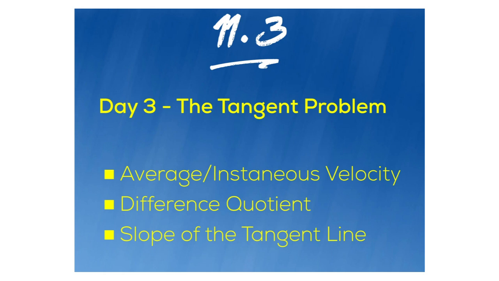And within that, we're going to talk about average velocity and instantaneous velocity. We're going to build up to the difference quotient and finding the slope of the tangent line, and you'll see how this ties together. Don't get in a hurry to skip through this first part. We're really building up an understanding here, so it's important that you see that building happen.